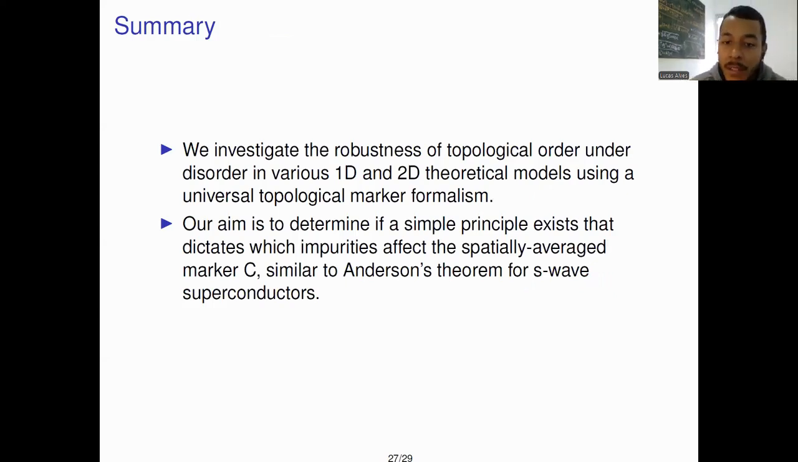To summarize what I presented here, we have used the universal topological marker to investigate how the presence of disorder affects the topological order. Our results for 1D and 2D systems show that if we are changing a non-zero element of our Hamiltonian, we can expect the topological order to be conserved for weak impurities and at low density.